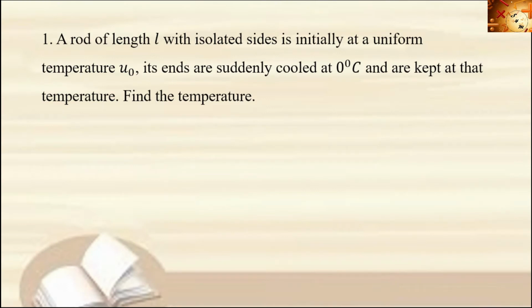In this video I will be discussing some problems of heat equation. First problem: a rod of length L with isolated sides is initially at a uniform temperature U0. Its ends are suddenly cooled at 0 degrees Celsius and are kept at that temperature. Find the temperature. So this problem is related to heat equation.